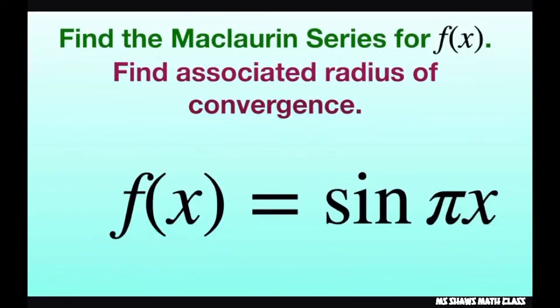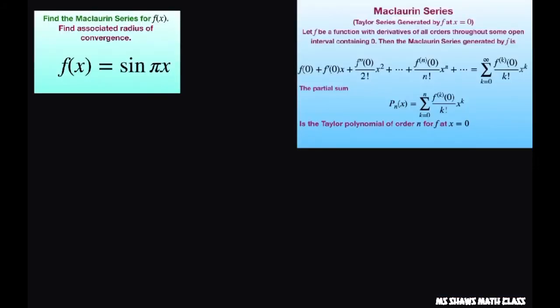Everyone, we're going to find the Maclaurin series for f of x and also find the associated radius of convergence for f of x equals sine pi of x. Now we're going to use this formula here, our definition of Maclaurin series, and start cranking out some derivatives. We'll start with n is 0, using f of 0, and we have sine pi of x. When you evaluate that at x equals 0, we get 0.